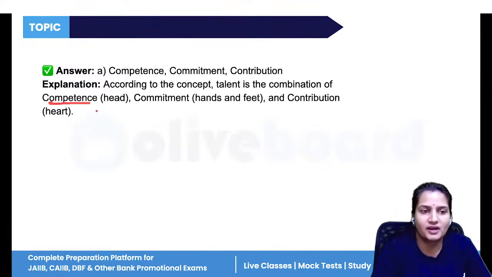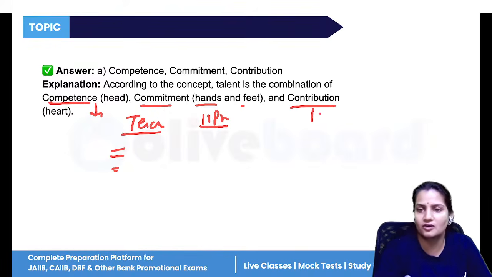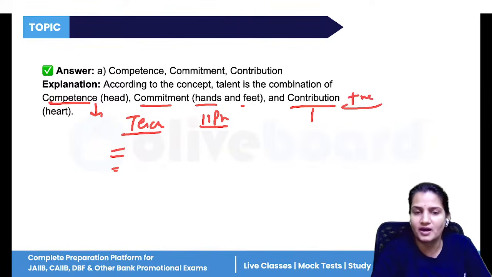Competence means how competent you are to perform your activity. What skills do you have? Like if you are a teacher, how competent you are, that you have a good level of communication skills, a good level of persuasion skills. Now, commitment means how committed you are towards your work. Even if I ask you to work at 11 p.m. at night, you are committed to do your work. That is with hands and feet. And contribution means with full heart how much you are contributing in a positive manner in your work to your company. That is competence, commitment, and contribution.